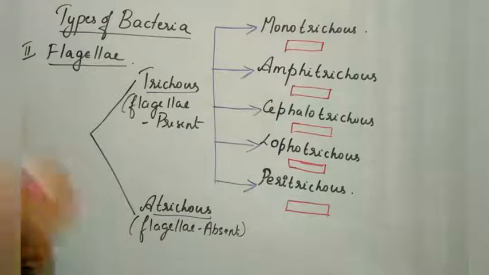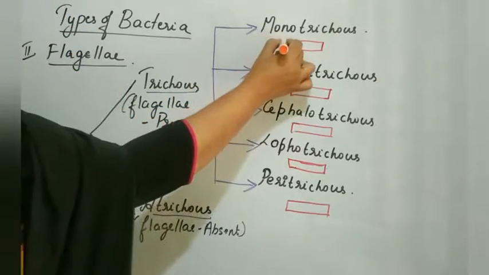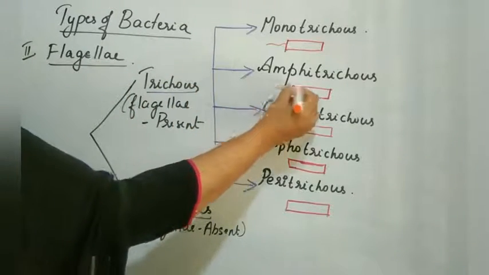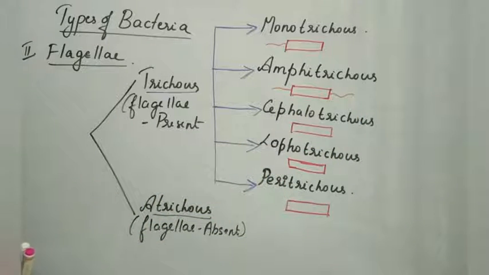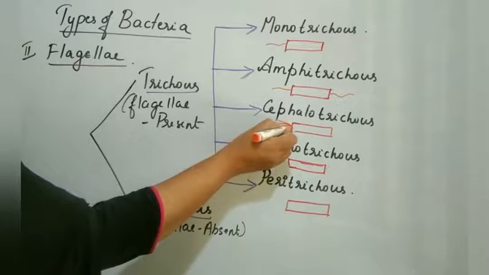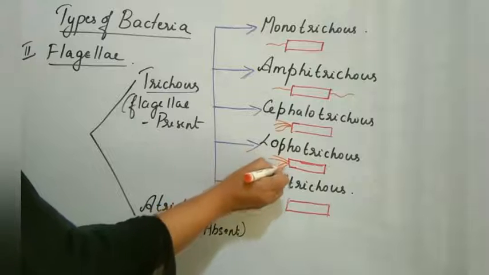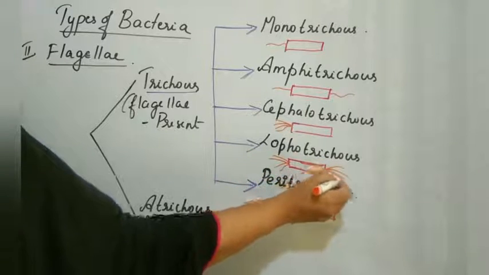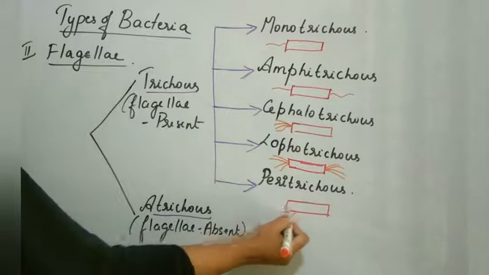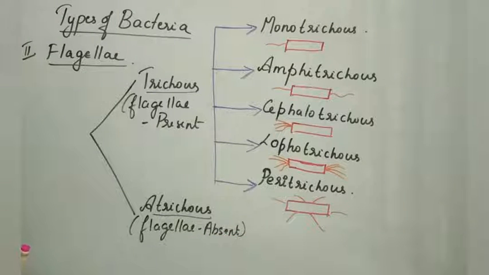If a single flagellum is on one end, it is called monotrichous. If a single flagellum is on opposite ends, it is called amphitrichous. Then a group of flagella on one end is called cephalotrichous. If a group of flagella is on opposite ends, it is called lophotrichous. And the last one, if flagella are arranged all over the surface of the body, it is called peritrichous.